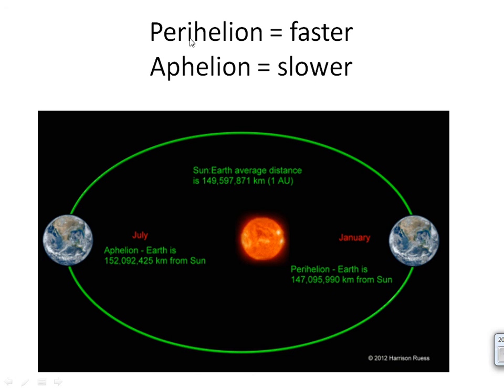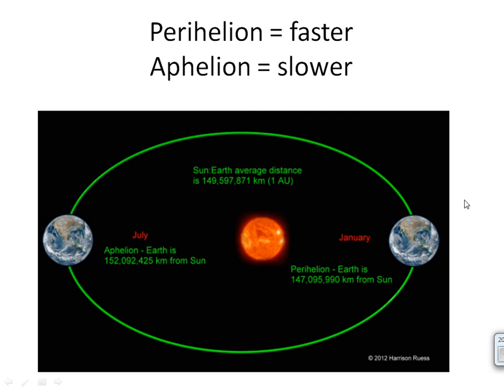So for that reason, during the perihelion phase, we're moving faster, and during our aphelion phase, we're moving slower in our orbit. Our orbital velocity changes. You may want to note that and indicate that on the diagram in your notes.